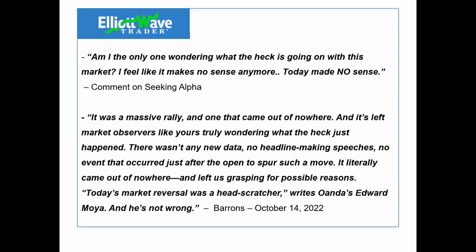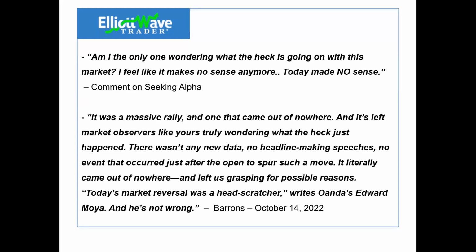Now, on Seeking Alpha, I saw the first comment, and that probably typified what most market participants were saying that day. It made no sense. It was exactly opposite of what everybody was expecting at the time. And then what Barron's wrote the following day just typified and gave everybody a little more insight into what everybody was feeling.